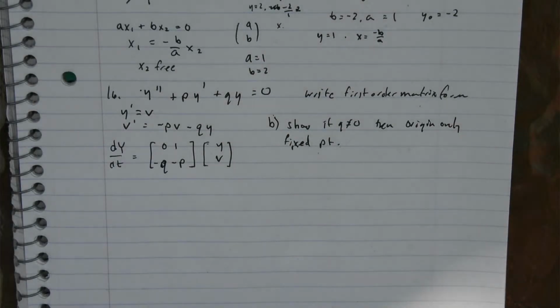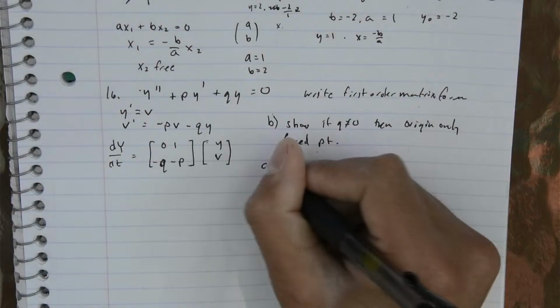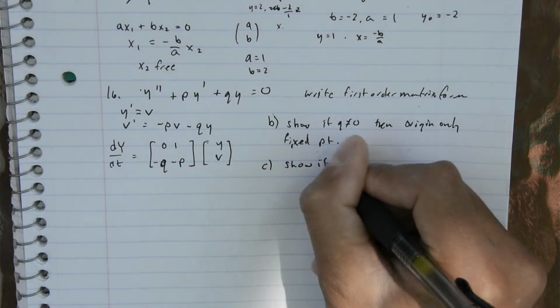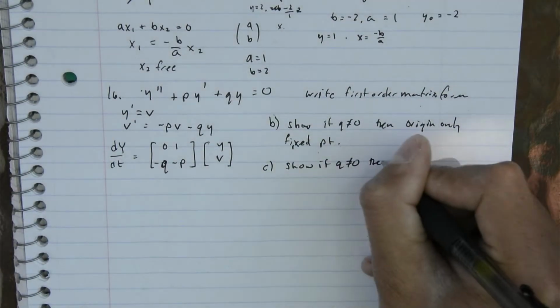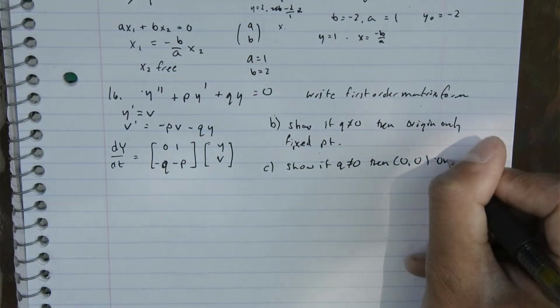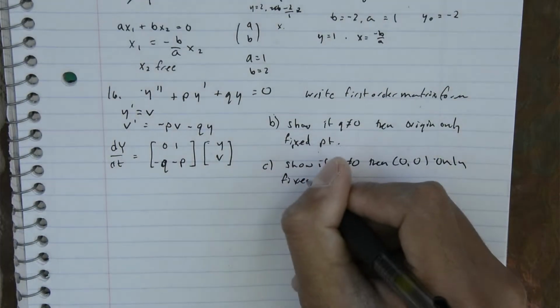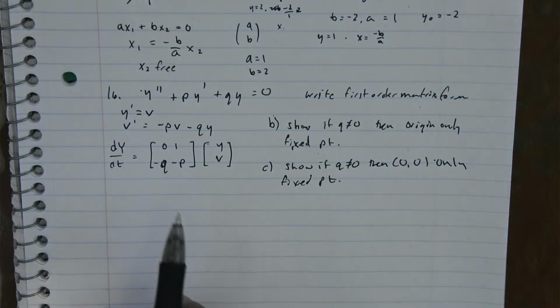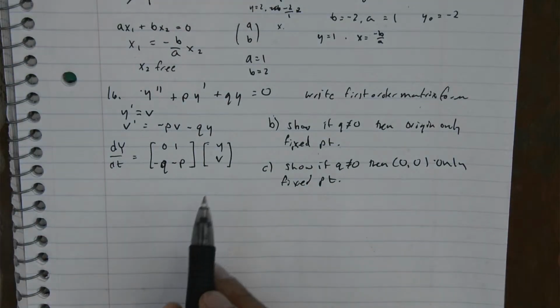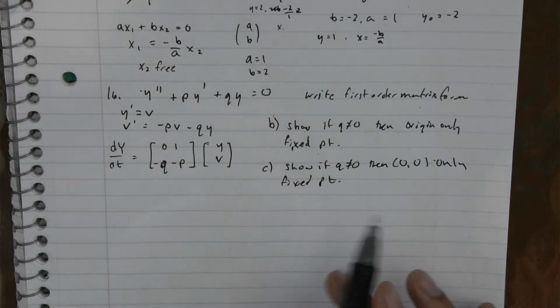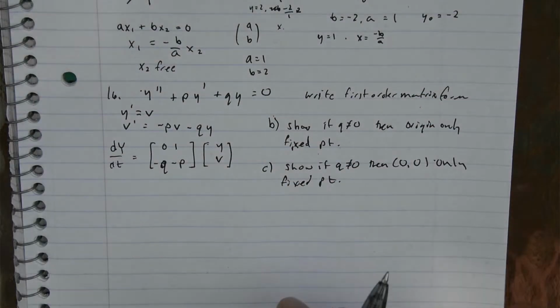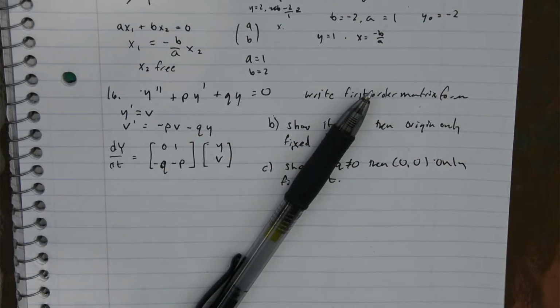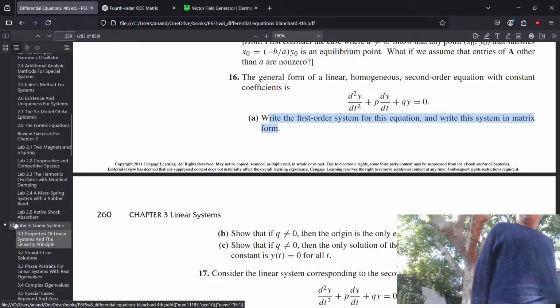Okay, so then it's the same. It's like, okay, so for this, show if q is not equal to 0, then 0, 0 is the only fixed point. And this is because since it's linearly independent, it spans the space, and thus if you have something that spans the space, and that's homogeneous, then the only solution is the trivial solution. So that's that. All right, so that problem was really easy.